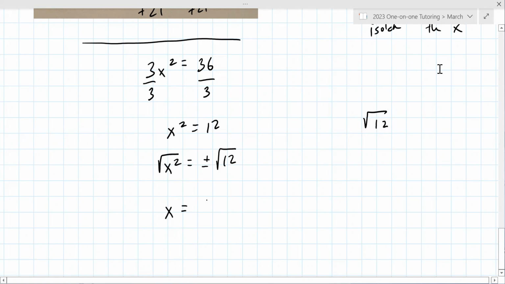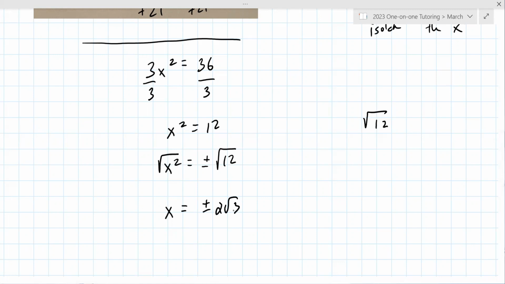Trying to. One sec. Okay, it's 2 square root of 3. Very good. So it's plus or minus 2 square root of 3. Any questions on that? No. Okay, 6 is very similar.